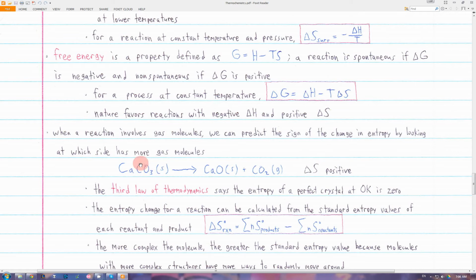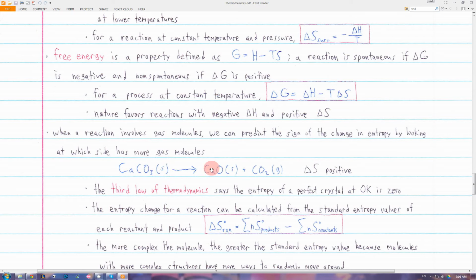So in this reaction, we have a solid forming a solid and a gas. Obviously the products, since they have a gas, are going to be at higher entropy, and therefore delta S is positive for this reaction. And so really all you're looking at is which side has more gas molecules.